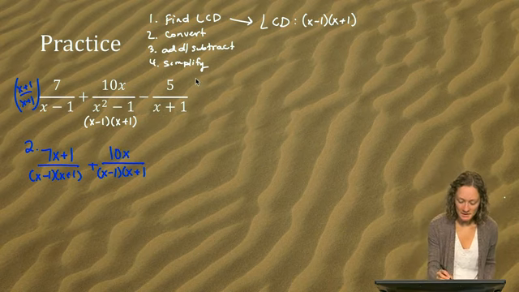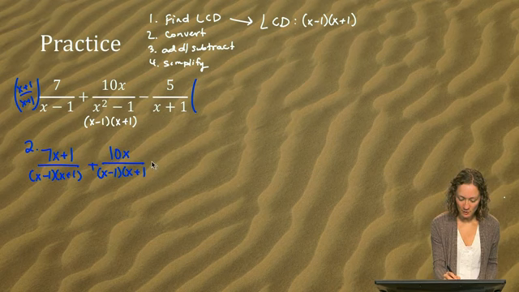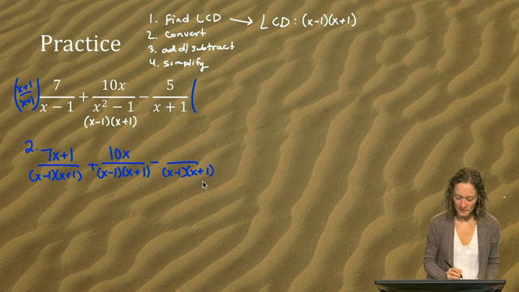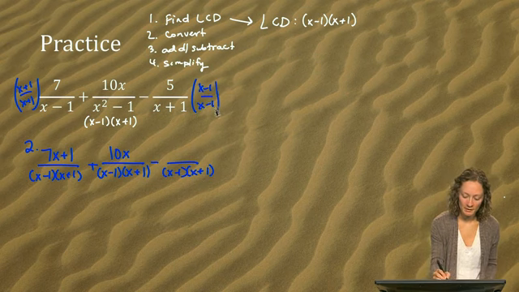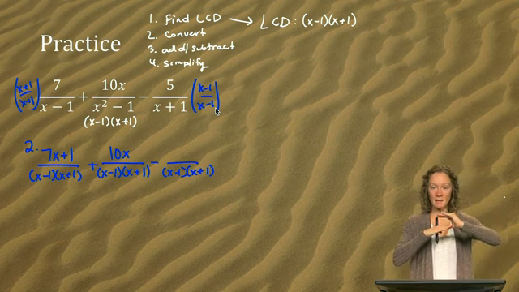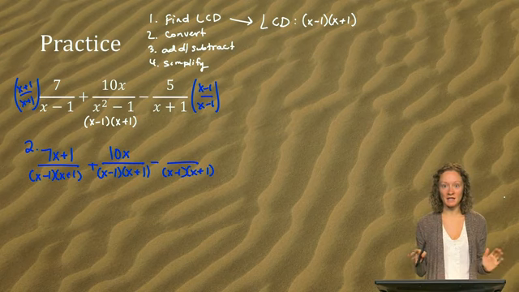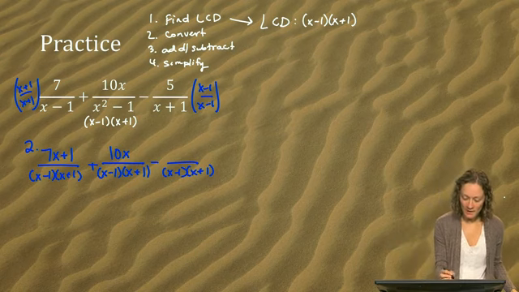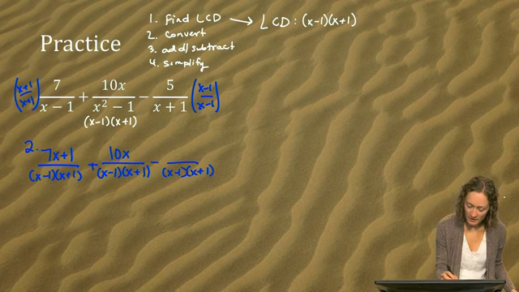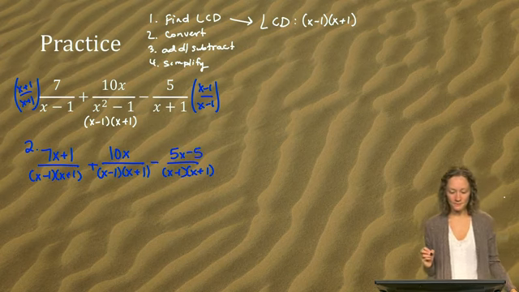And the last piece has x plus 1. We want x minus 1 and x plus 1. So we need to multiply in an x minus 1 on the top and bottom. Remember, multiplying in the same thing top and bottom is the same as multiplying in a form of 1. So we're not changing anything. We're just sort of chopping it up into smaller pieces. And then we can distribute the 5 here, and we get 5x minus 5.